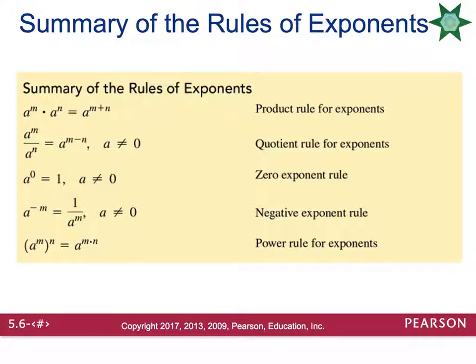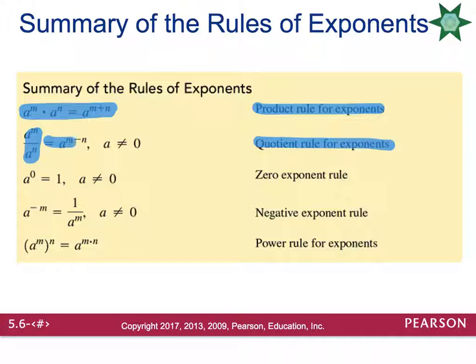Okay, and just to summarize our rules of exponents, our product rule is when we're taking 2 numbers with the same base and we're adding the exponents when we multiply. So a to the m times a to the n is a to the m plus n. Our quotient rule is when we divide, so we're taking a to the m divided by a to the n. We take a to the m minus n, subtract. And we say a is not equal to 0 because it's in the denominator.